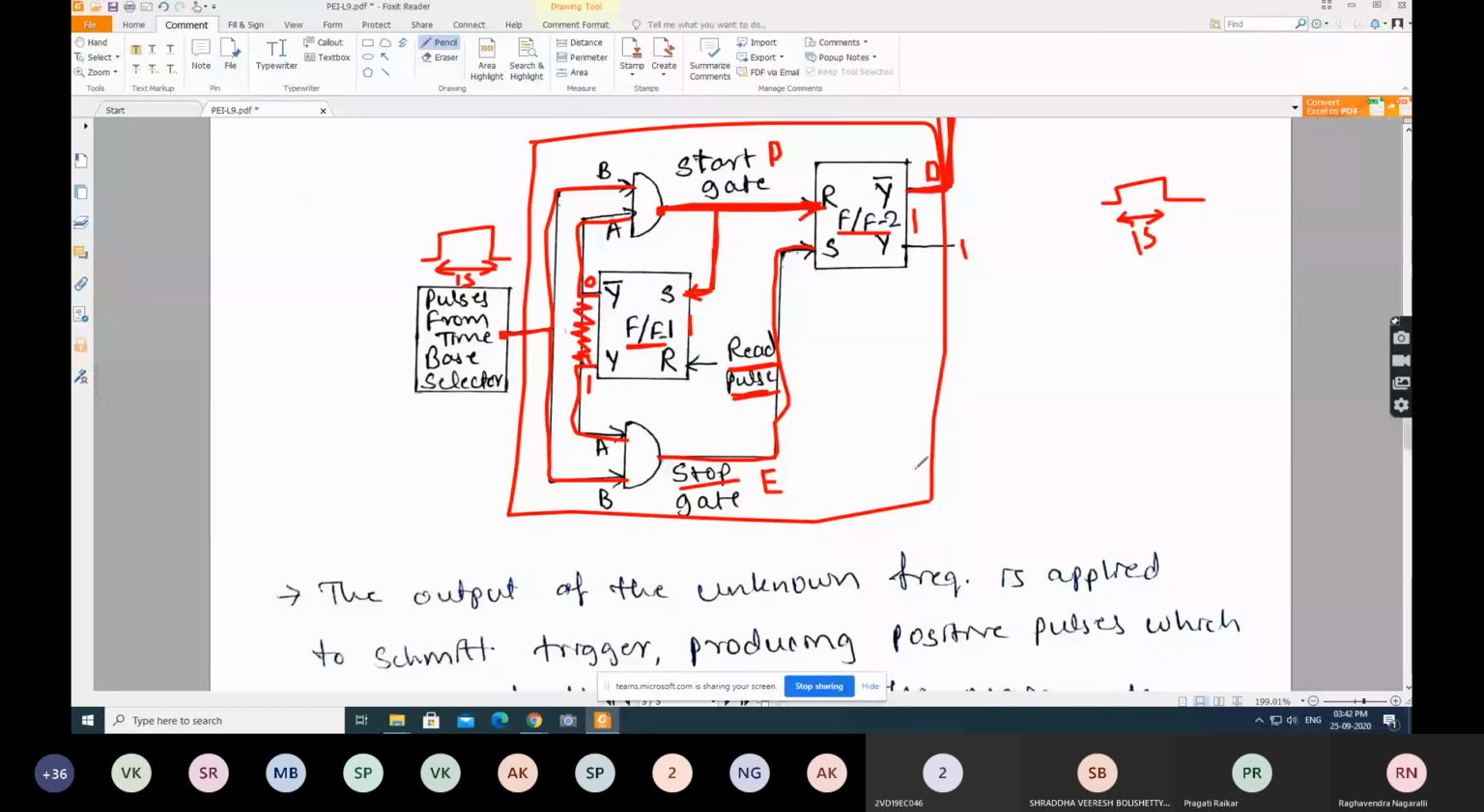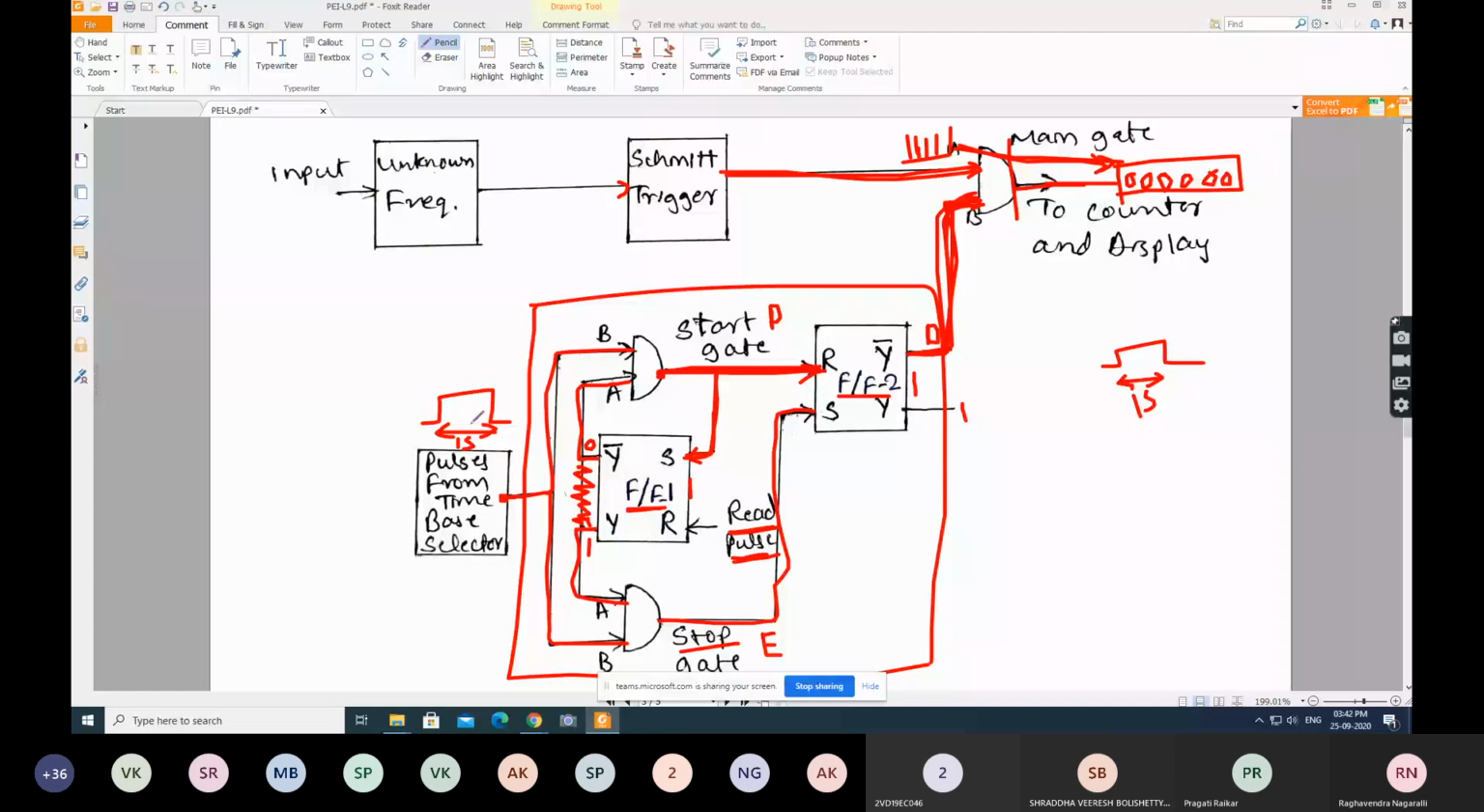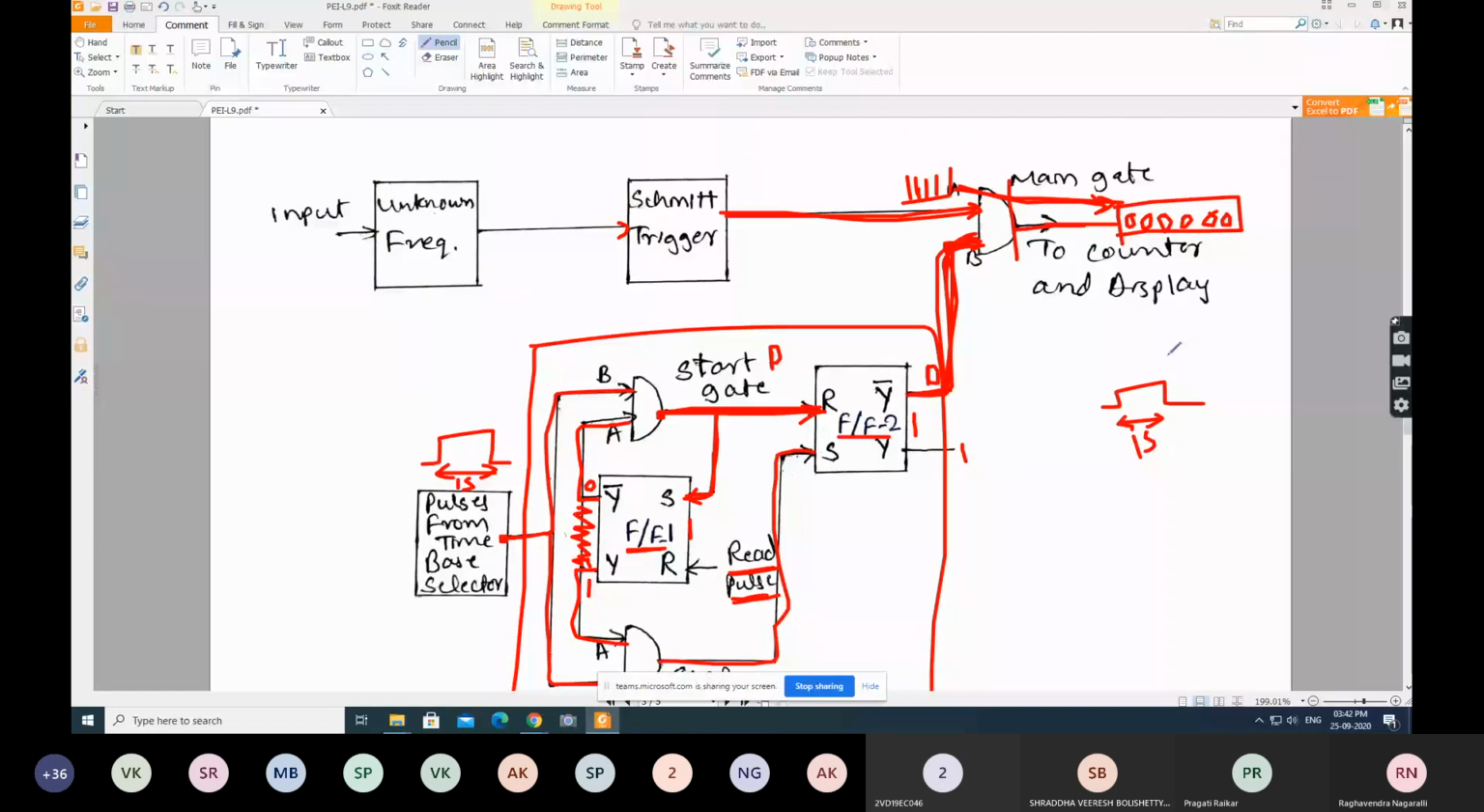And one more thing, we should take care that the pulses that are coming out of this time-based selector should be of 1 second duration. Then only we can easily convert this counted value to the frequency. Whatever the number of pulses counted by this counter during this one second is directly related to the frequency of the signal. Is that understood? Any doubts on this? No, sir.